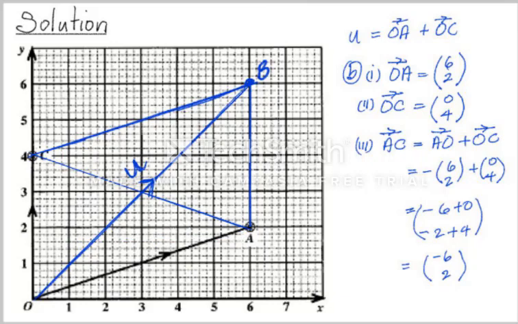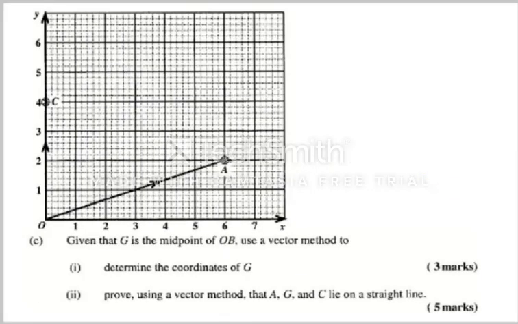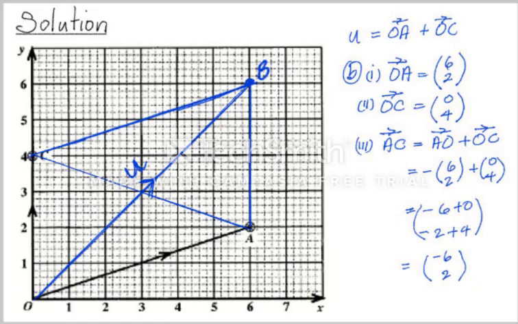All right, so that took care of the B part of the question. Let's move on to the C part of the question. It says, given that G is the midpoint of OB, use a vector method to determine the coordinates of G. This is G.